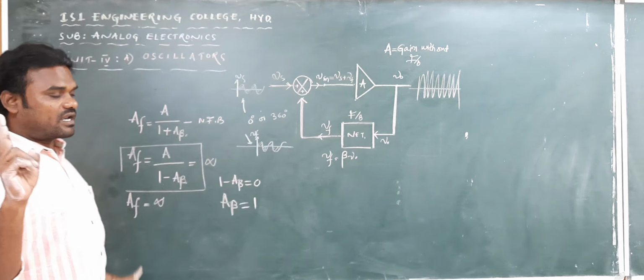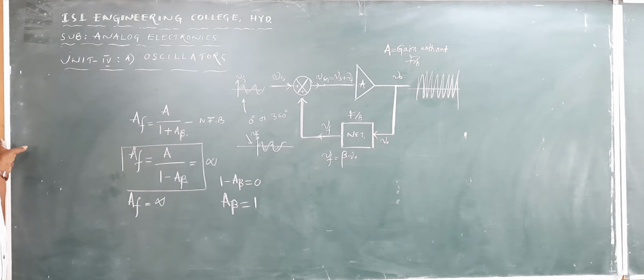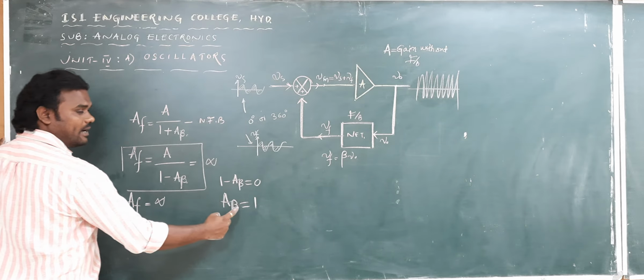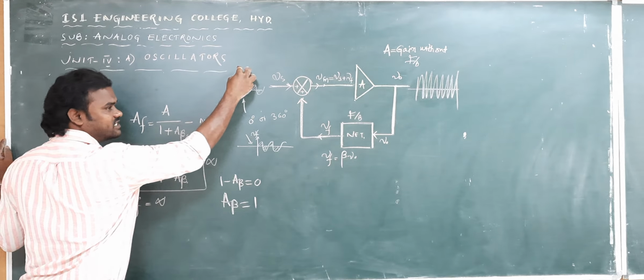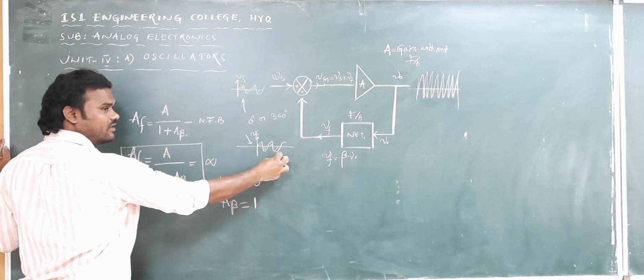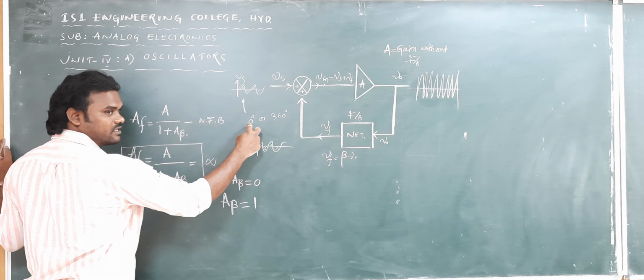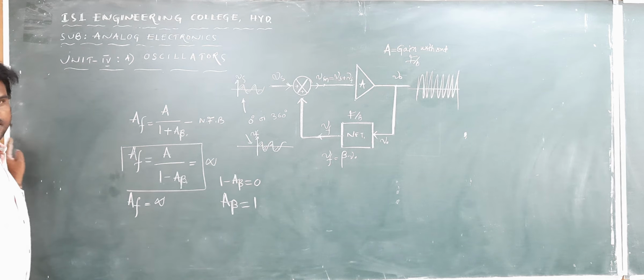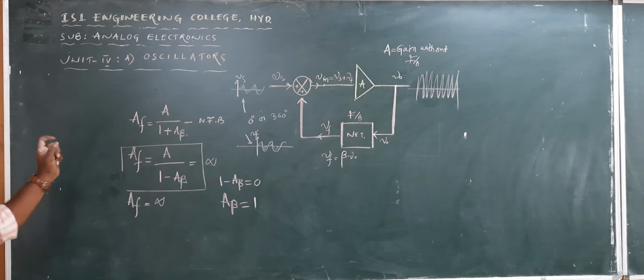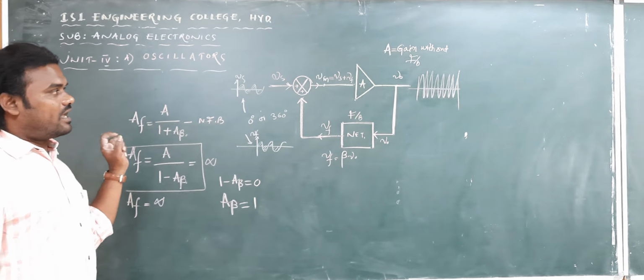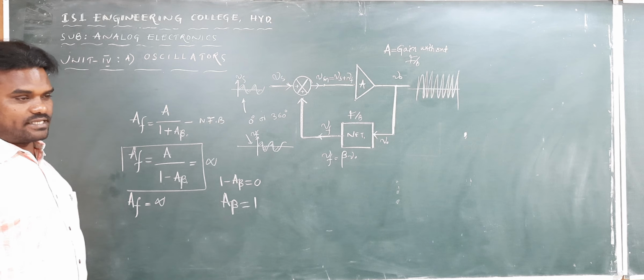Yes. So what are the two conditions for the Barkhausen criteria? First one is A beta is equal to 1, and the second one is the phase difference between source signal and feedback signal is 0 degrees or 360 degrees. These two things you have to write for the Barkhausen criteria, and the Barkhausen criteria is a very, very important question, and that can be asked for 2 or 3 marks in the exam.